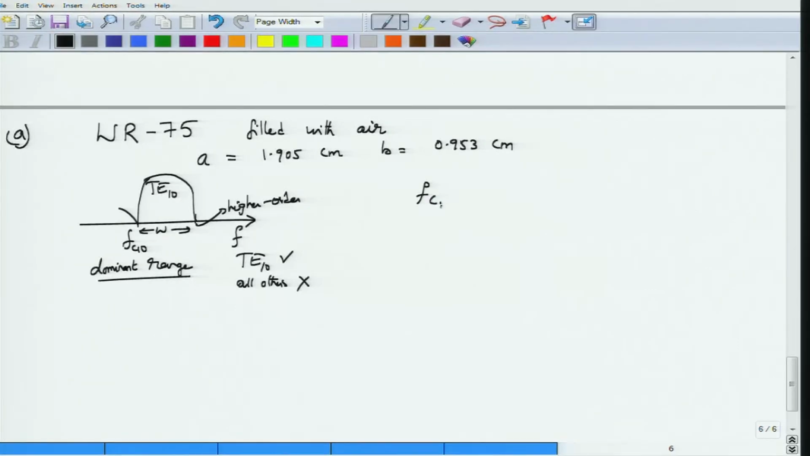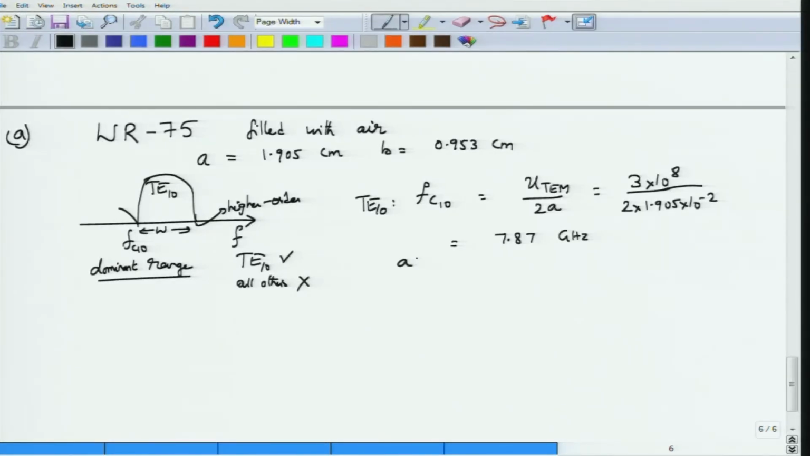First of all, the cutoff frequency for TE10 mode, which is the lowest order, is given by the phase velocity divided by 2a. I know that the waveguide is filled with air, therefore it acts like free space itself. So this is c, and c is 3 into 10 to the power 8, over 2 into 1.905 into 10 to the power minus 2, and you will see that the cutoff frequency is 7.87 gigahertz.